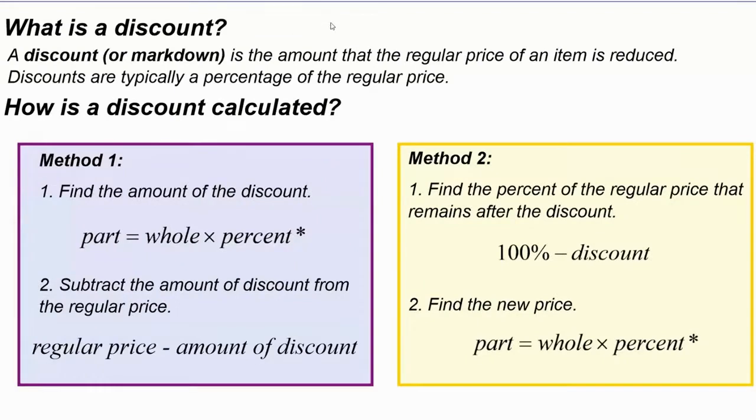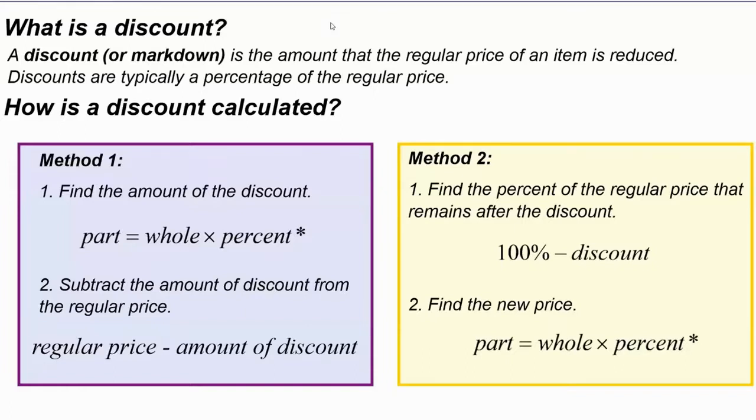So first of all, what is a discount? A discount, or a markdown, is the amount that the regular price of an item is reduced. Discounts are typically a percentage of the regular price. So you see discounts in stores when they have sales and things like that. They're usually measured in percentages, so we need to know how to calculate a discount.